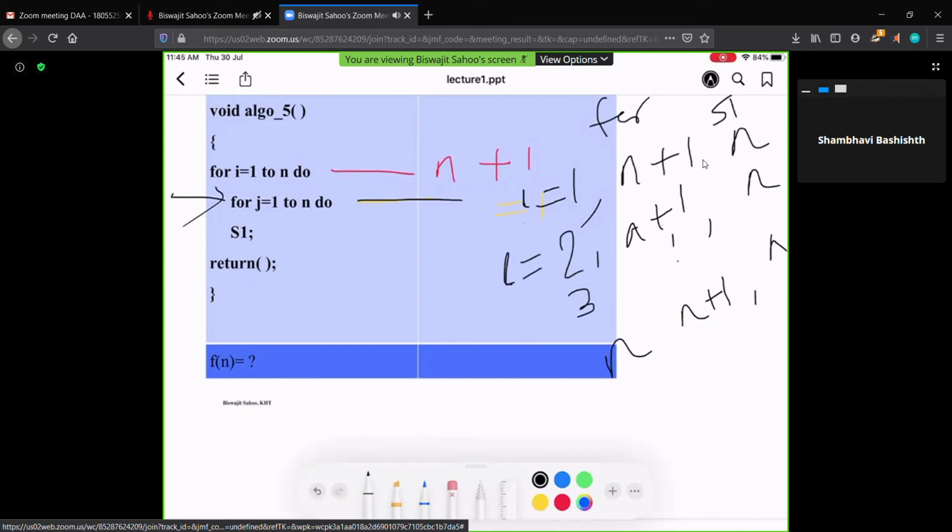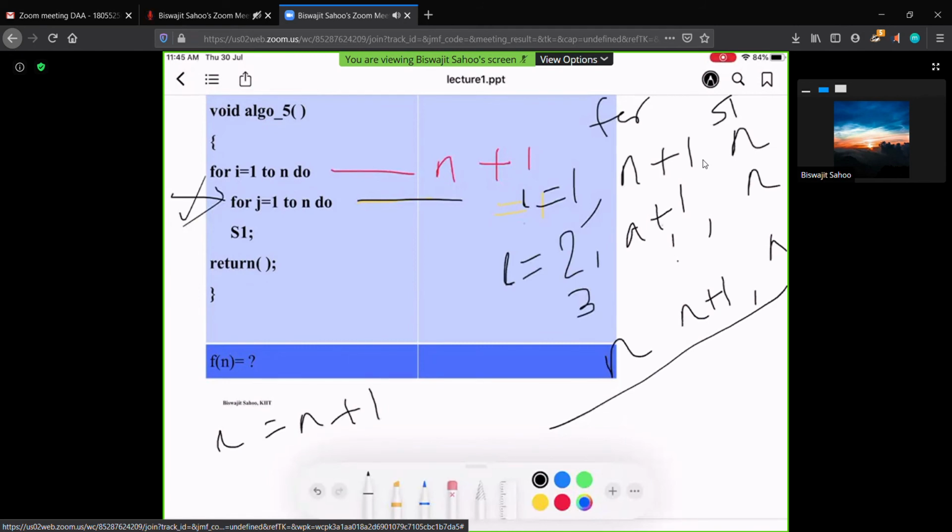Now, coming to this, when i became n plus 1, will the inner loop be executed? Yes or no? No. We understood up to this. After this understanding, the return statement will be executed once.